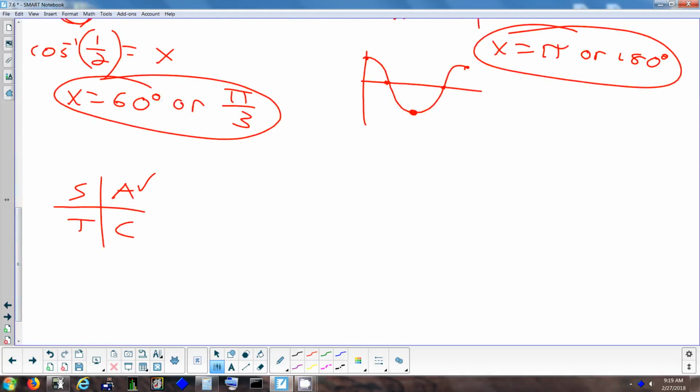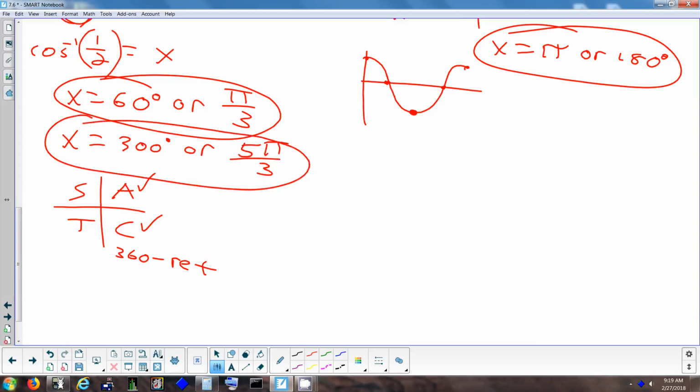Yep, quadrant 4. And the formula to get an answer in quadrant 4 is 360 minus your reference angle. Our reference angle is 60, so the other answer is 300. Or, if you want to quickly convert to radians, 60 times what is 300? 5. So just multiply by 5. And there's your other answer.